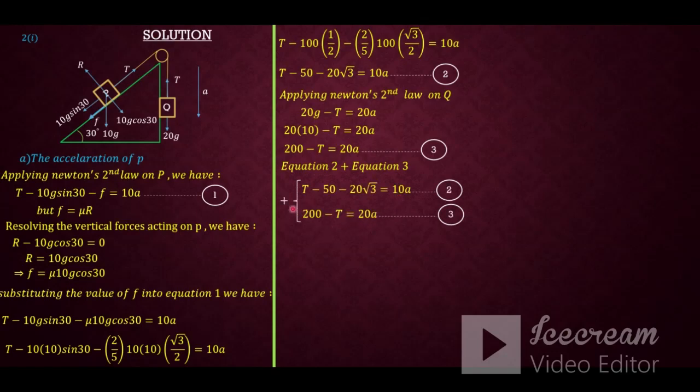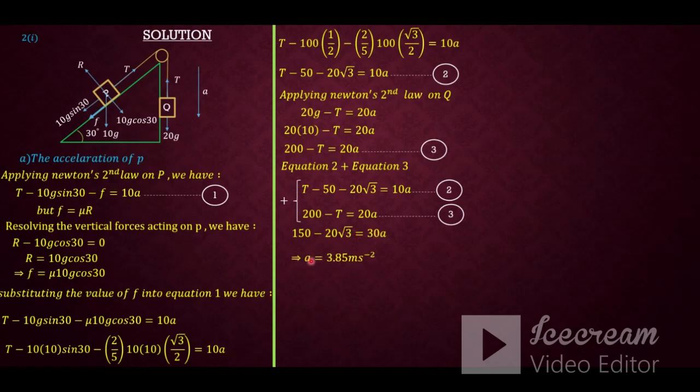We are going to have T minus 50 minus 20 root 3 equals 10 times the acceleration. That was our equation 2. Then plus 200 minus the tension equals 20 times the acceleration. We are doing this because we want to cancel the tension. Once we add these two equations, we clearly see that the tensions cancel. Doing that, we obtain 150 minus 20 times the square root of 3 equals 30 times the acceleration.